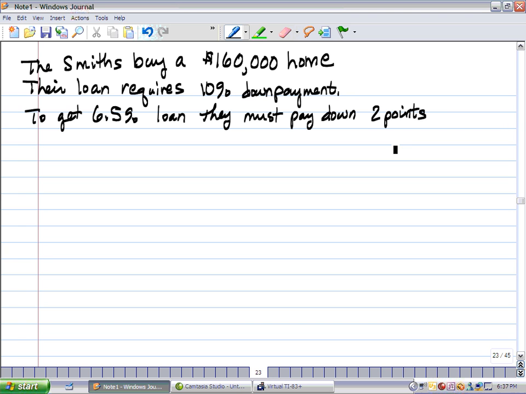Points are a percentage of the loan amount, so they'll have to pay 2% of the loan amount in order to get a 6.5% loan. Sometimes you have a choice of the number of points, and sometimes you don't. Sometimes there's no points. Sometimes if you have a choice, you pay more points, you get a lower interest rate, but you've got to pay that up front as a fee. And sometimes they'll let you actually incorporate that into your loan, but not always. Okay, they're going to have a 25-year loan.